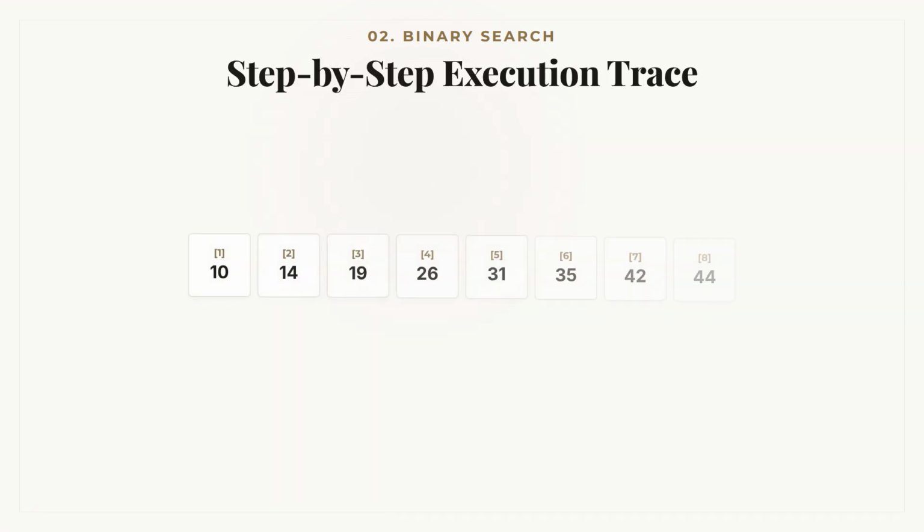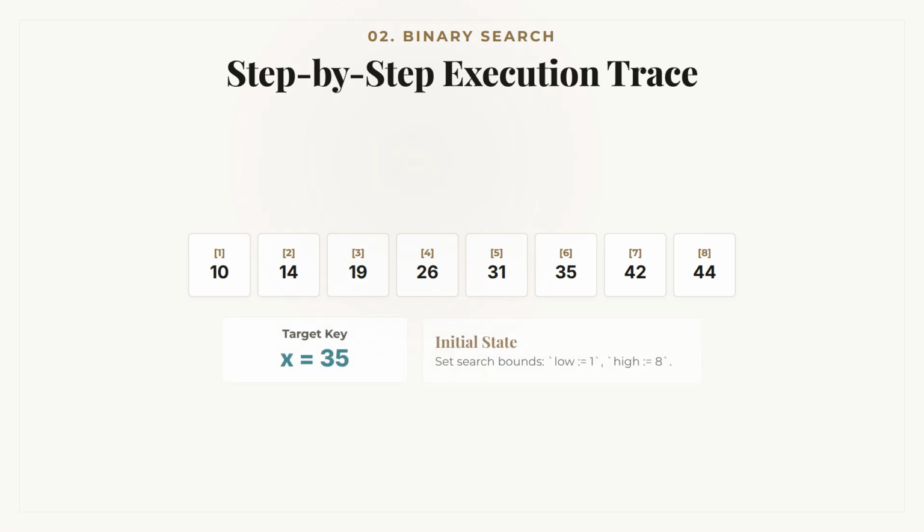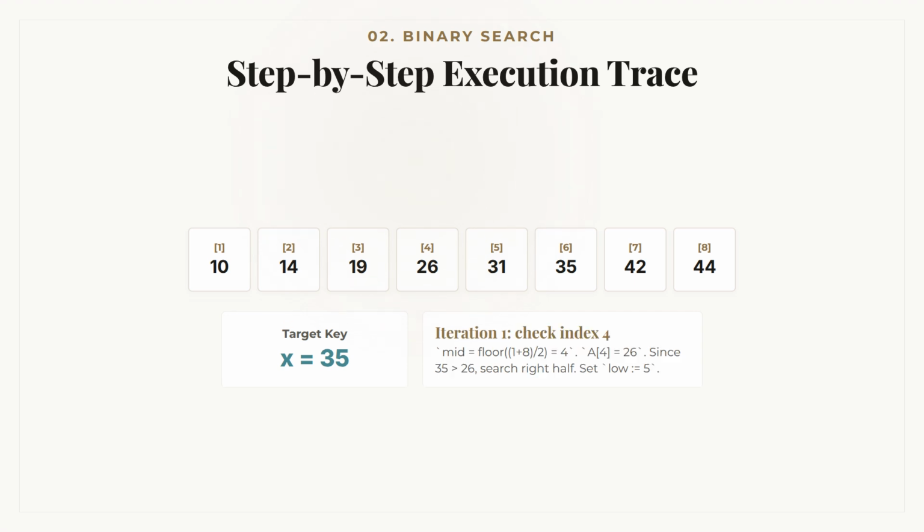Let us consider an example. Suppose we have a sorted array containing the numbers 10, 14, 19, 26, 31, 35, 42, and 44. We want to search for the number 35. Initially, low is 1 and high is 8. The middle position becomes 4. The element at position 4 is 26. Since 35 is greater than 26, we discard the left half and continue searching in the right half.